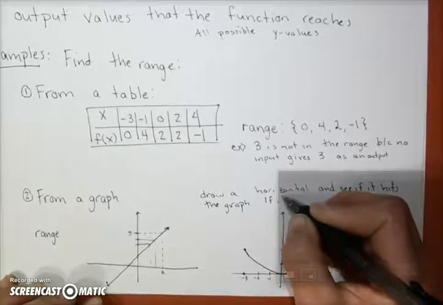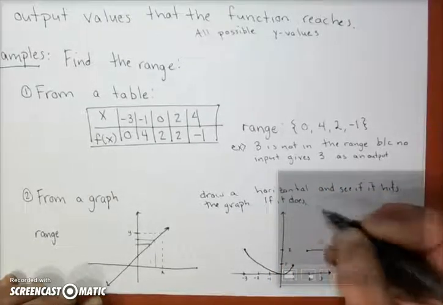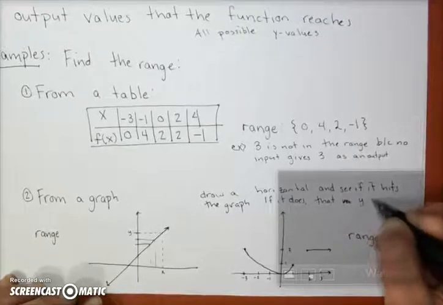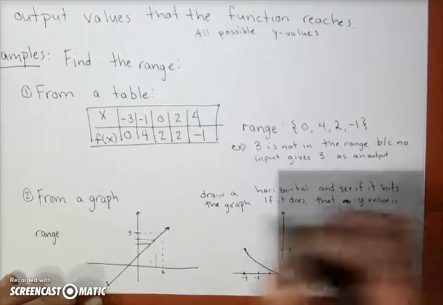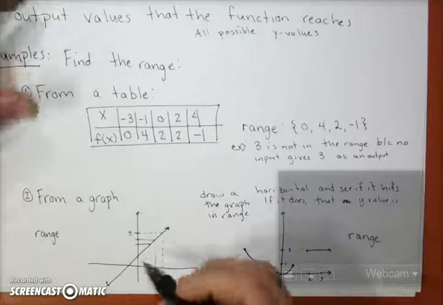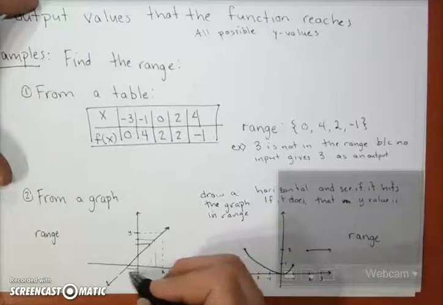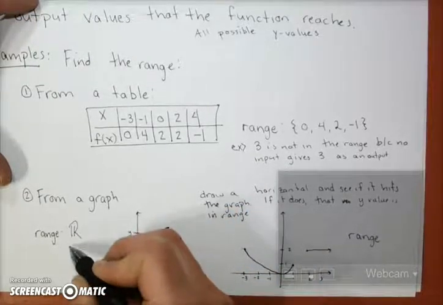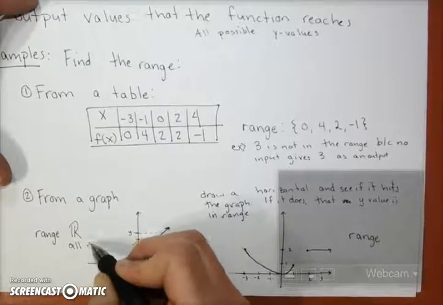If it does, that y value is in the range. So for a line like this, I can get any y value I want. So the range of this one is all real numbers. We denote it with this symbol.